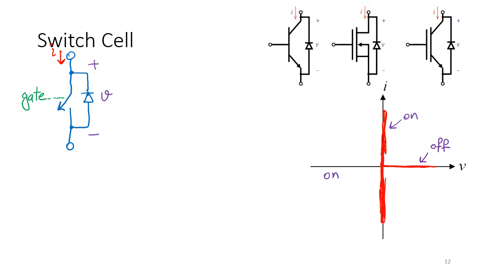But if in the off state we have some current in the opposite direction and the switch doesn't allow it to go through, it tries to expose some negative voltage there, but the diode starts to conduct that current and prevents that negative voltage. So it can also be the off state. In both cases, it's due to the diode. We never go to negative voltage now. And this is the IV characteristic of the switch cell.